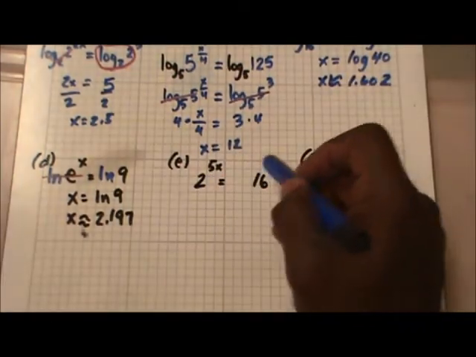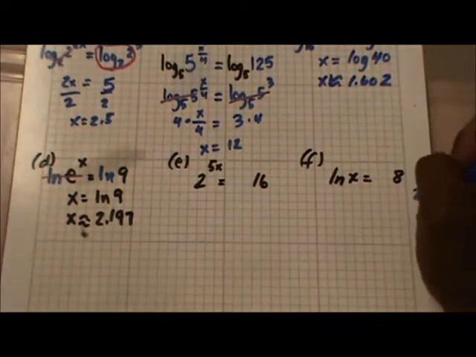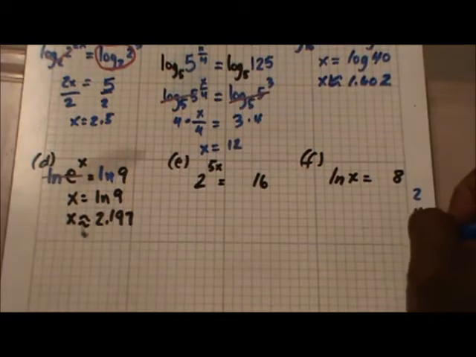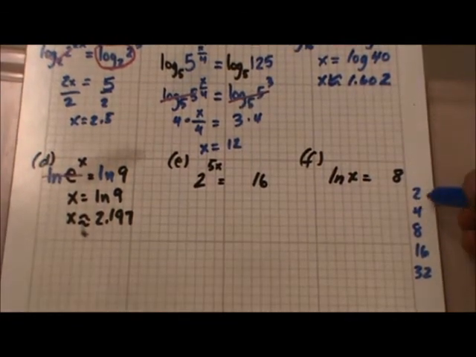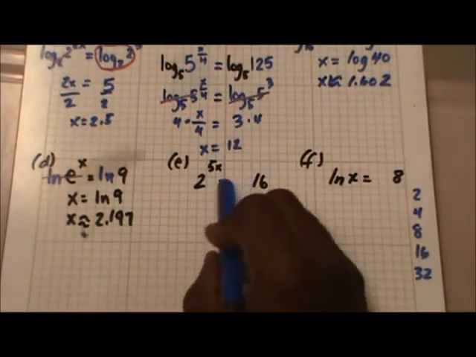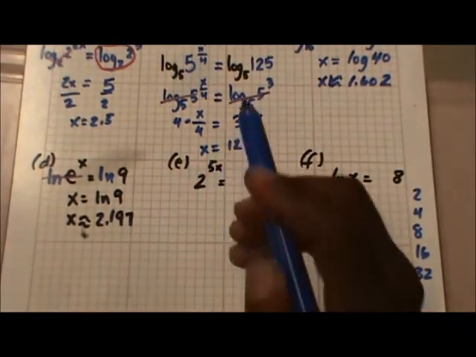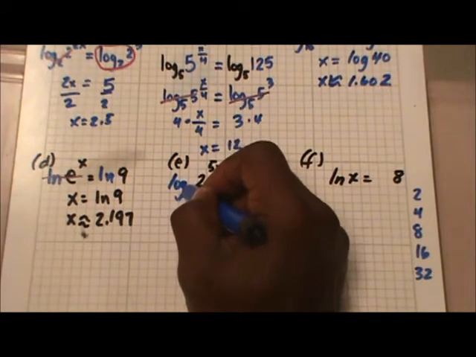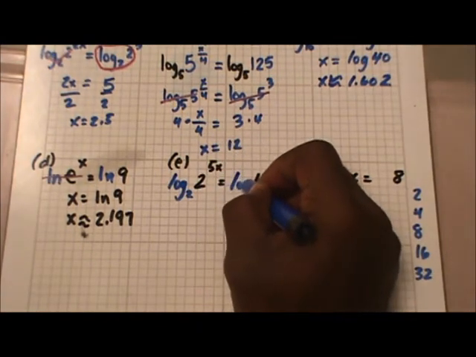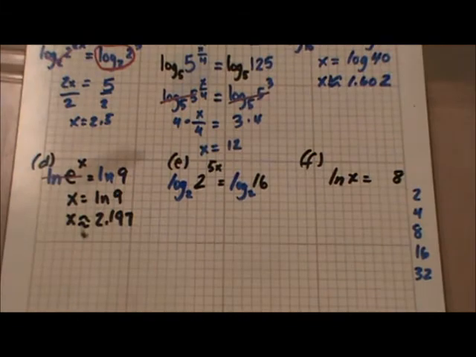All right, letter E. I have 2 and 16. So once again, 2, 4, 8, 16, 32. Those 2048 players, those numbers. If you can play that, you should be able to know that both of these numbers are base 2 numbers. So that means that we want to log base 2.